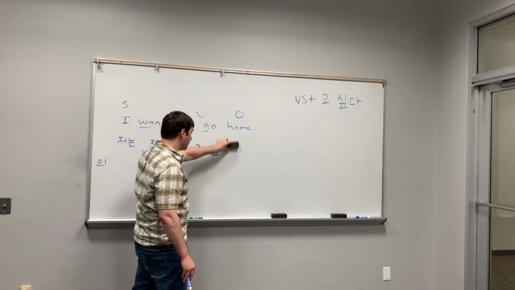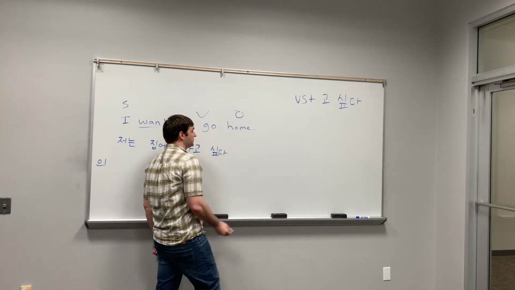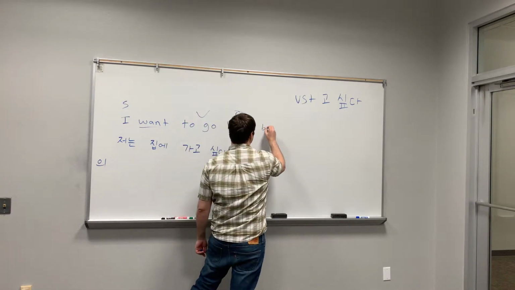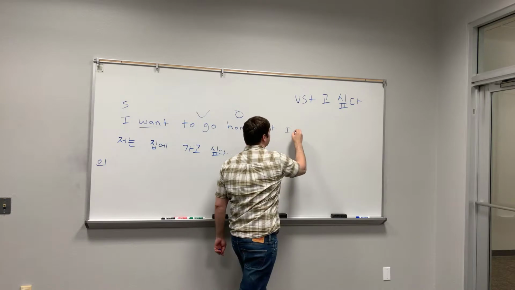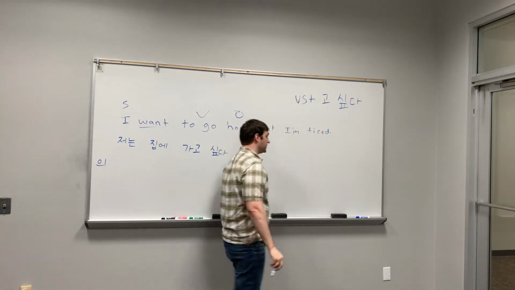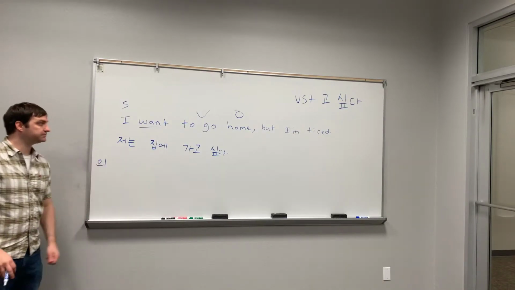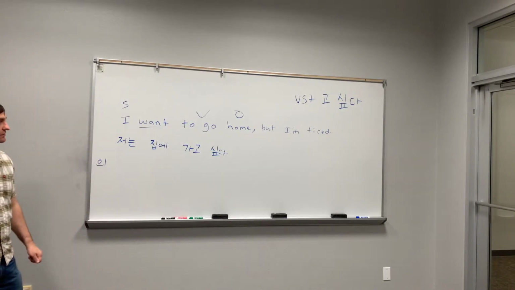You'd say, okay, I got this much done. But let's go back to this same example again. I'm tired. How do we make this sentence using what we've learned? I want to go home, but I'm tired.